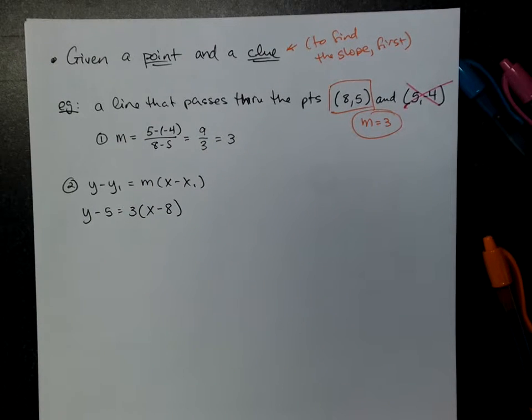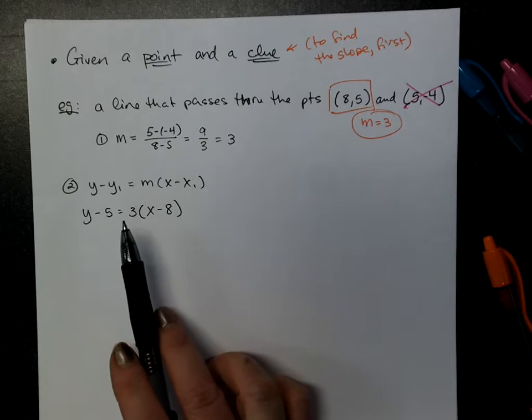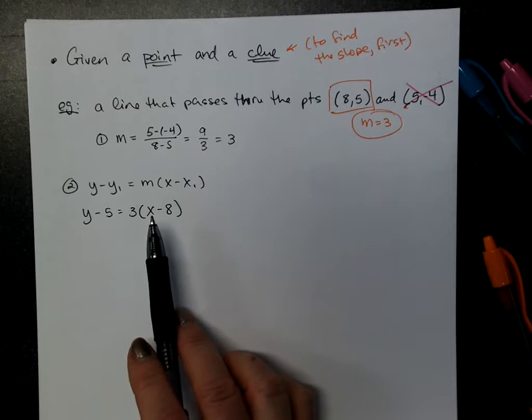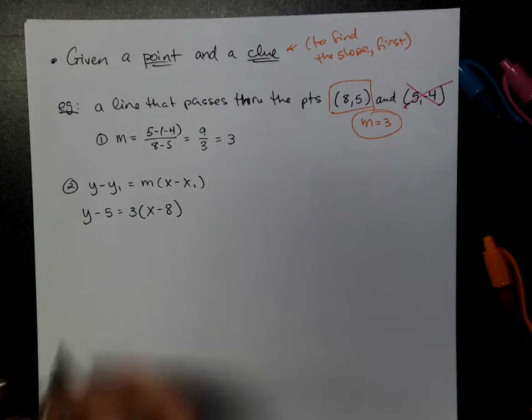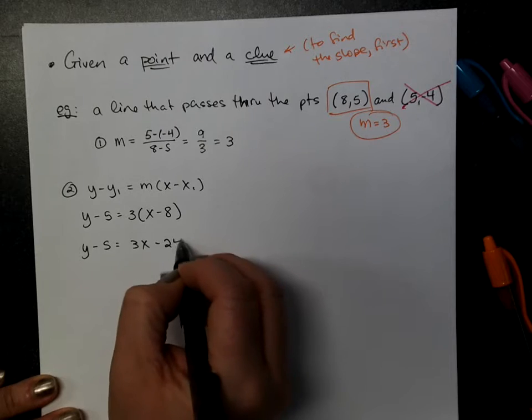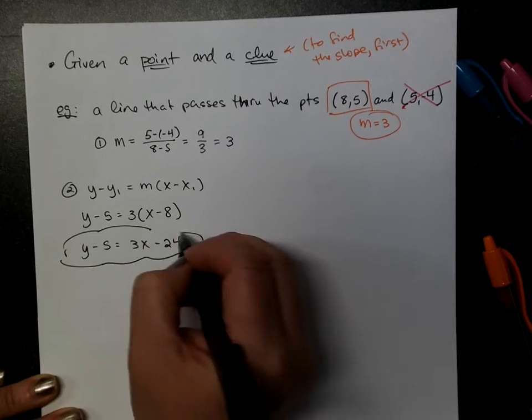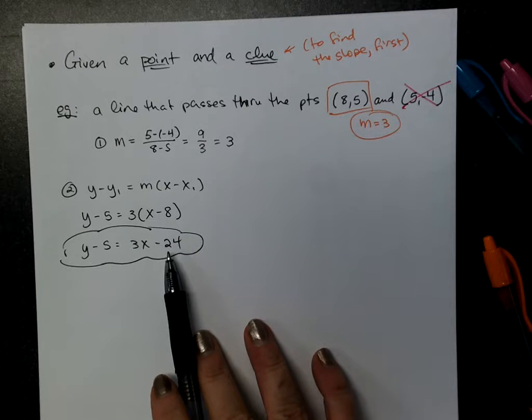Both of my points, both of my coordinates are positive, so it just goes right into y minus 5 equals 3 times x minus 8. If you'd used the other point, it'd be y minus negative 4, or y plus 4, equals 3 times x minus 5. And you're still going to get to the same equation by the time you simplify it. And now you go read the directions and see which form to put it in.